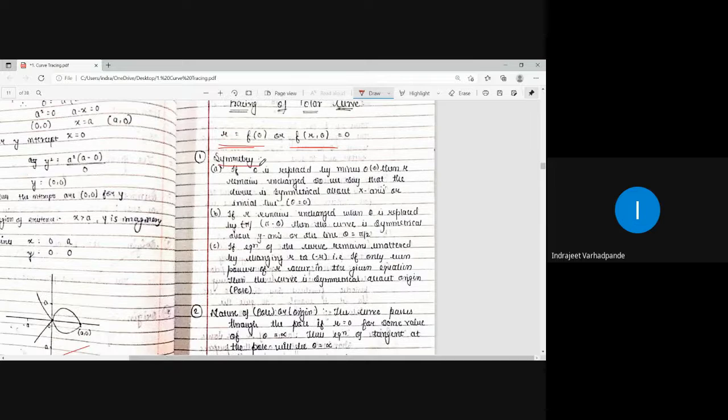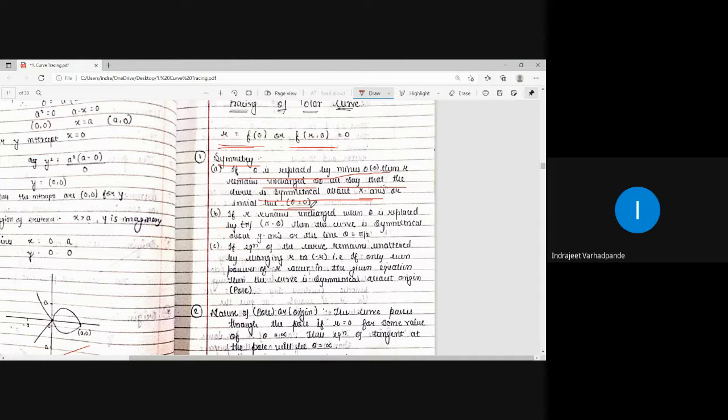Number one, that is symmetry. How to check the symmetry? If theta is replaced by minus theta, then r remains unchanged. So we say that the curve is symmetrical about the x-axis or initial line theta is equal to 0. So the very first thing we need to do is replace theta by minus theta. If the equation remains unchanged, we say that the curve is symmetrical about the x-axis.